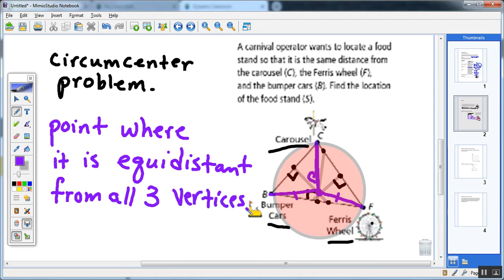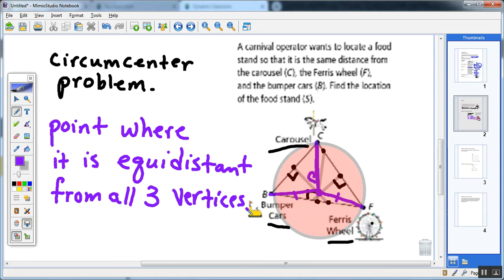Write that down, please. The circumcenter is the point within a triangle such that that point is equidistant from all three vertices. Can you handle that? Not too shabby. That makes sense. Circumcenter means go from a point to point, point to point.